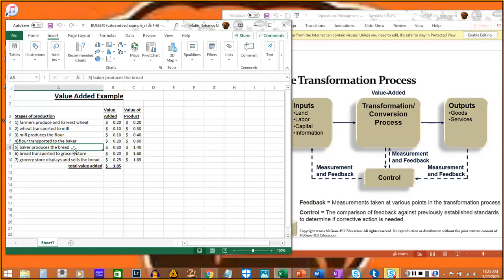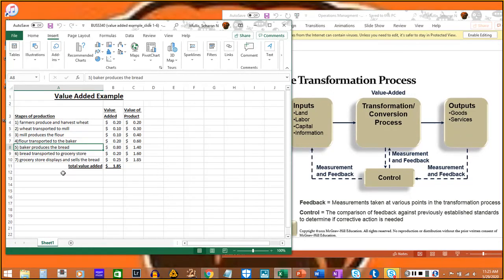Yep, facility. Correct. So they would need a building to make the bread in. They need people to make the bread. They need equipment, supplies, ingredients to make the bread, and they also, what did you say for the information? They need the recipe. Yep, the recipe.